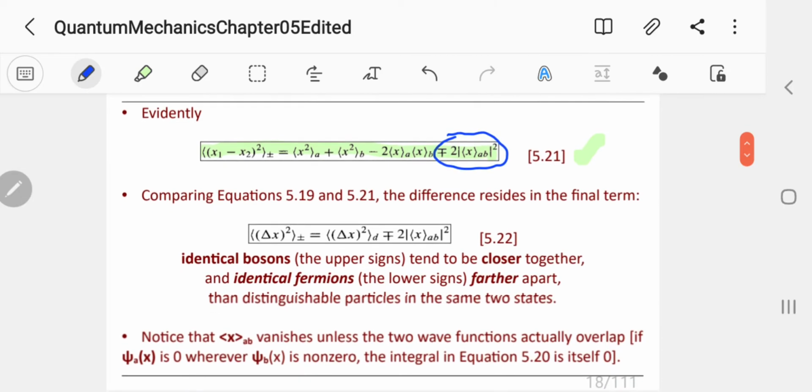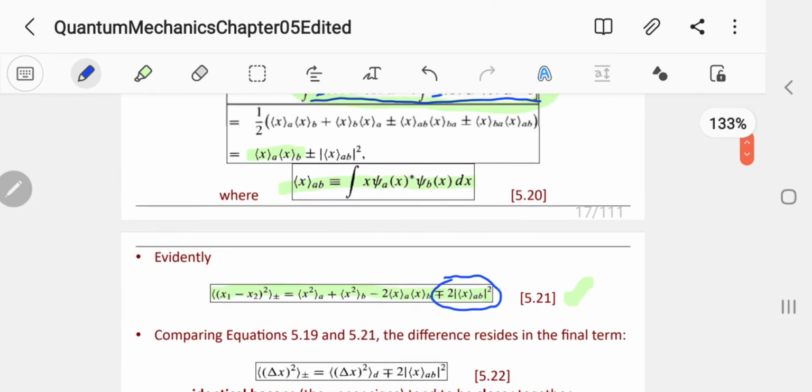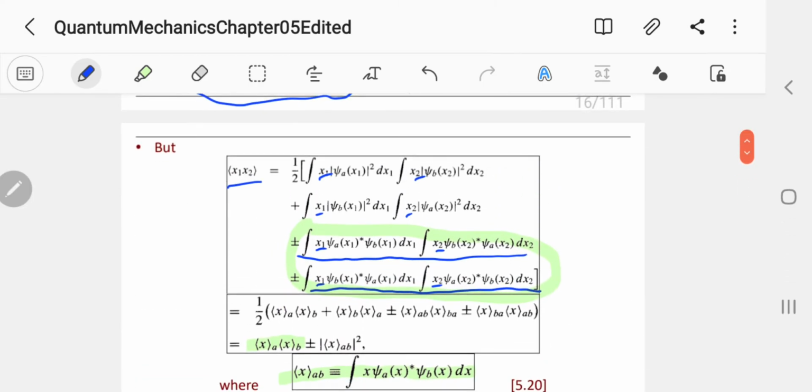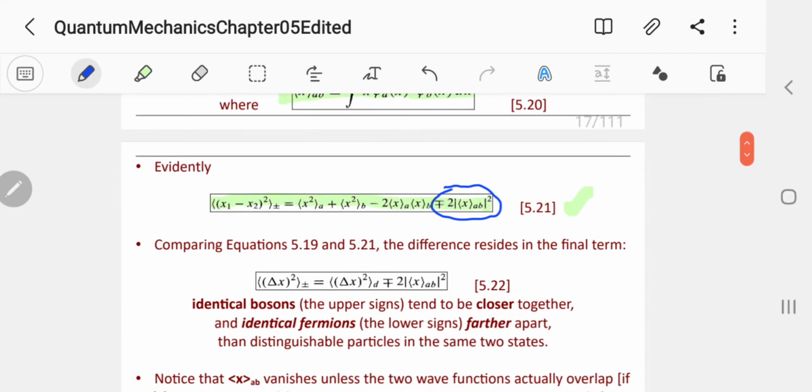So what does it mean? By the way, the negative here is for the boson. It's supposed to be minus, because that's a square. This is supposed to be minus for minus, but you have to multiply another minus so that you will have negative for boson and positive for fermions. And so for identical bosons, the upper sign, which is negative, tends to be closer together.